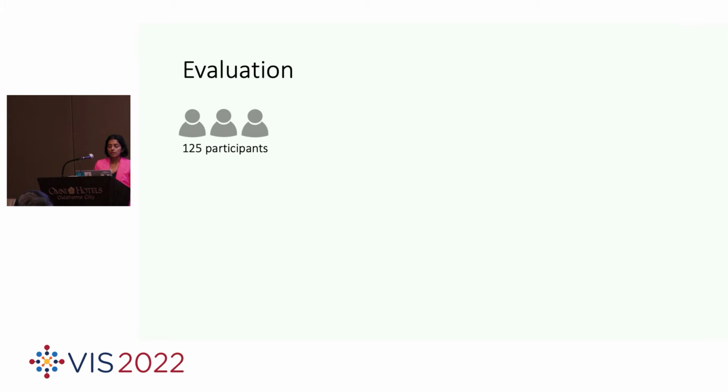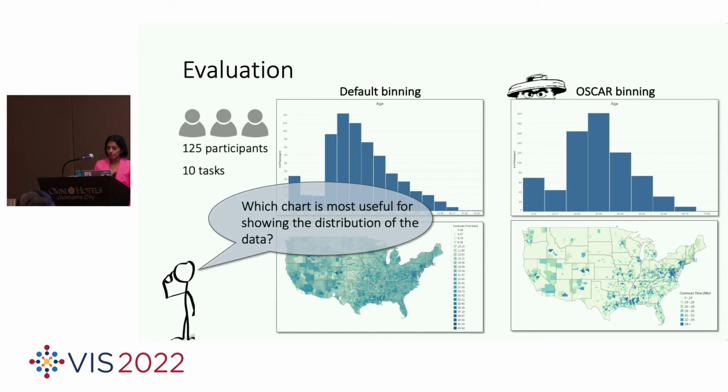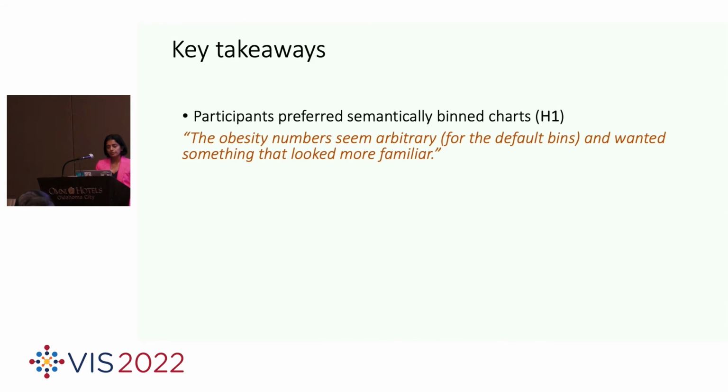So we recruited 125 participants from Mechanical Turk, and we created 2 sets of ranking stimuli, one using default bins that we just used from Tableau, and the other using Oscar's semantic bins. Participants were presented 10 preference tasks in random order and were asked which chart was most useful for showing the distribution of the data. And here are some key takeaways.